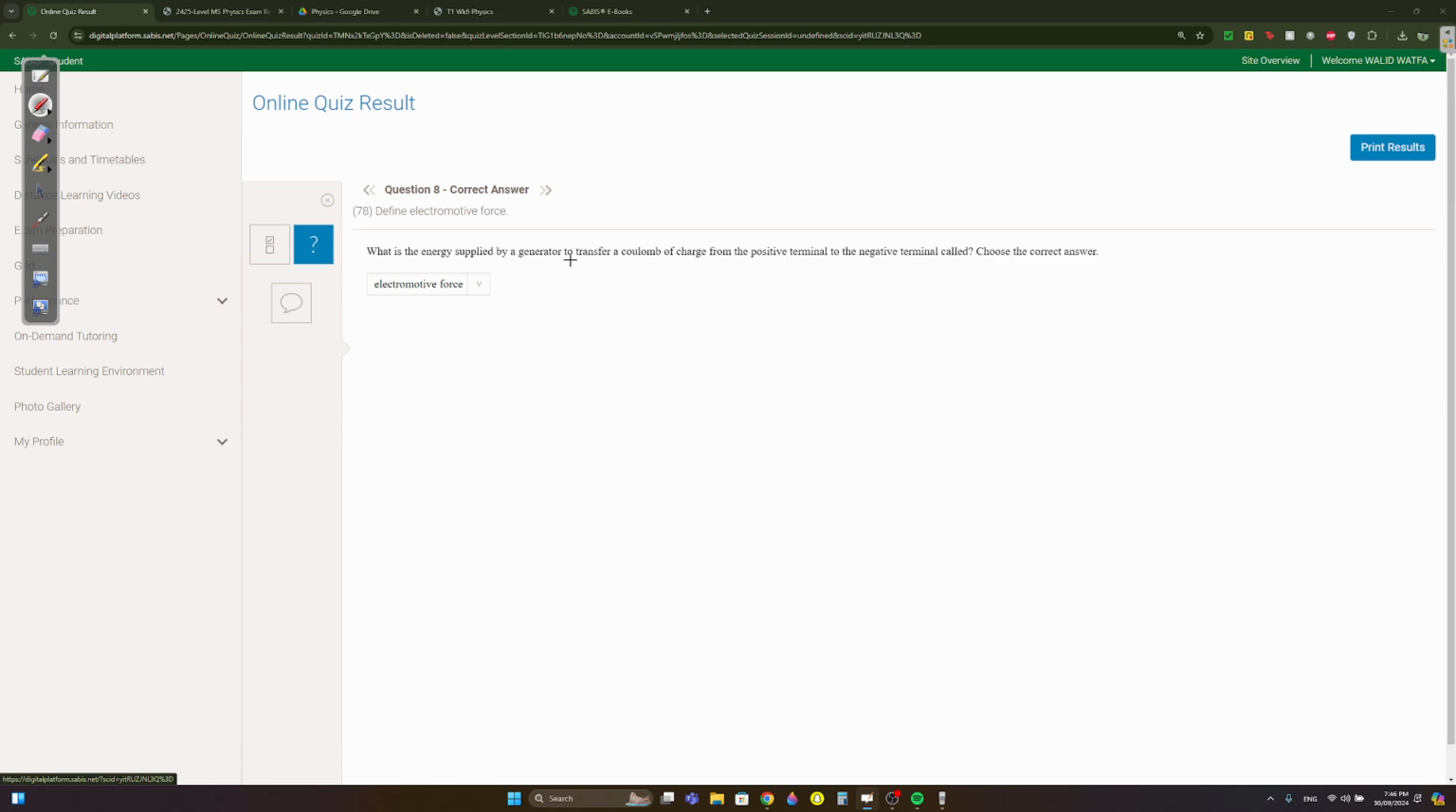What is the energy supplied by the generator? The energy supplied to move charge from the positive to the negative terminal. They were talking about the total. What is it called? Electromotive force.